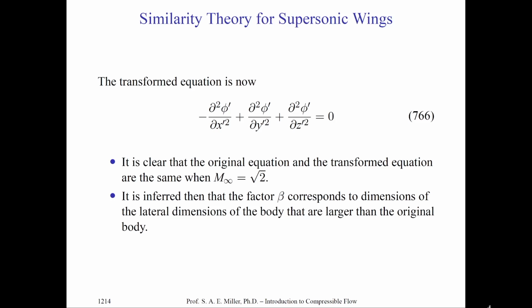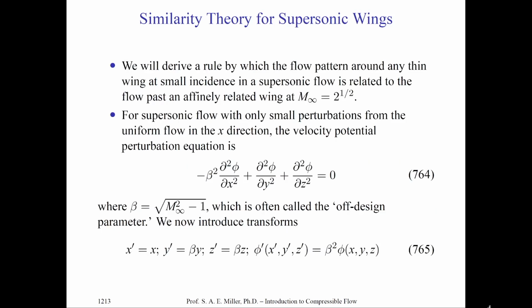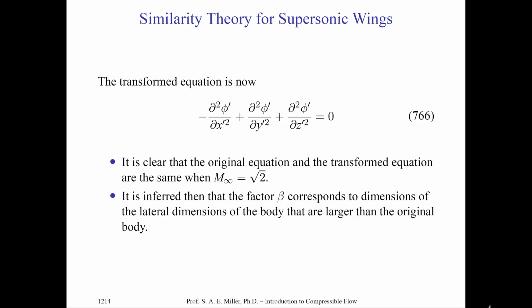Look at this equation carefully. It is very much clear that the original equation can be transformed into this equation, and they're exactly the same if you let M infinity equal the square root of 2, as in the off-design parameter here in equation 764. So therefore, we can conclude that the factor beta corresponds to dimensions of the lateral dimensions of the body that are larger than the original body.